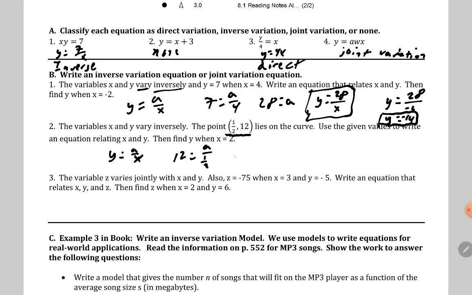So if I multiply both sides by 1/2, I will get 6 equals a. So my equation is y equals 6 over x. Now we need to plug in 2 for x. So y equals 6 over 2. So y equals 3.